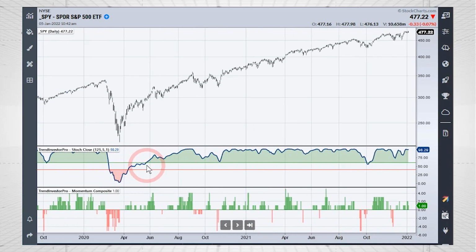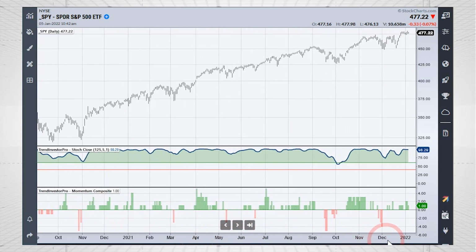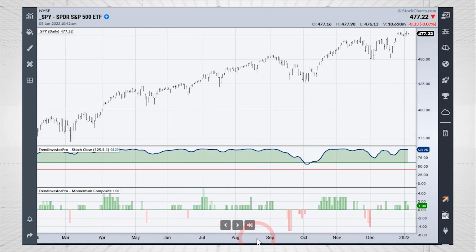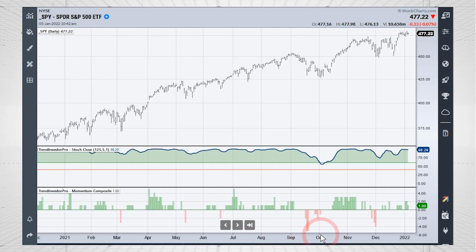And so we go back here, we can see we've been bullish since the end of May of 2020. So this is a long extended uptrend for SPY. And so what do we do? Well, when we're in an uptrend, then we look for oversold conditions. And when we get oversold conditions, that means we've had a pullback within that trend.